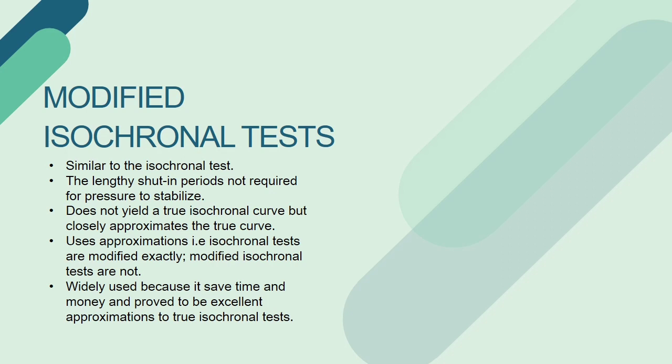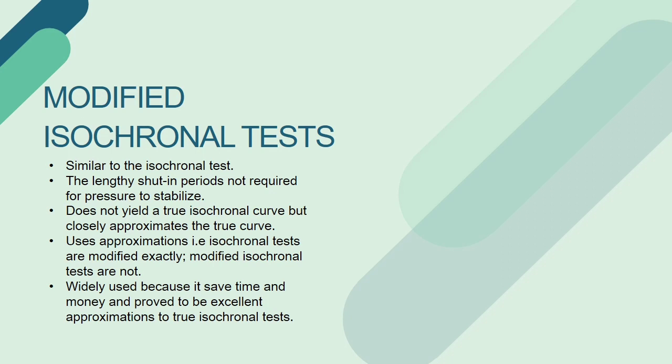We do not wait for the pressure to stabilize. As we have seen in the graph of the isochronal test, we wait until the bottom hole flowing pressure reaches back to the PR value, and then we allow the well to flow. But in this test we won't do that. We will have a fixed time during which the well is shut in, and then again we allow it to flow. So this test does not give the true isochronal curve, but as you will see, it closely approximates the isochronal curve.